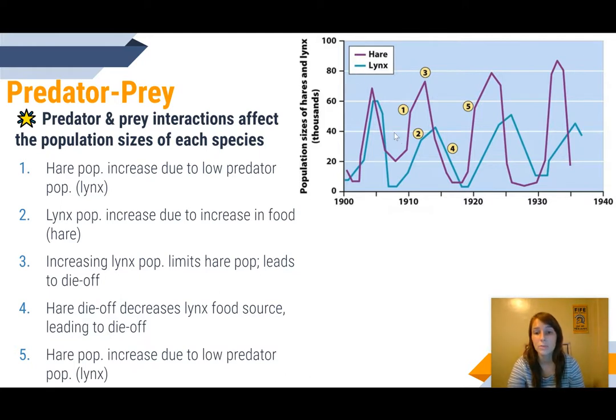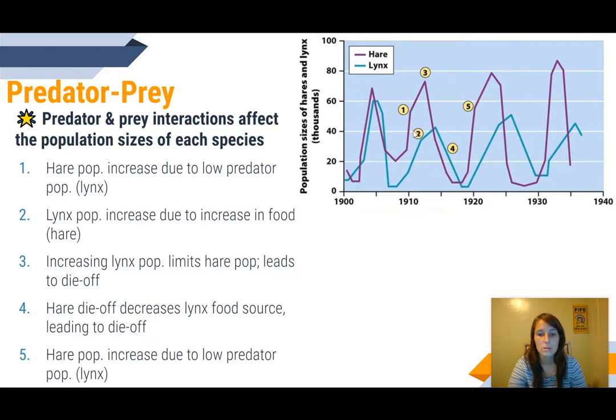So for the lynx, we're talking about this limiting resource of food. And for the hare, predators can be a limiting resource as well. If we look at different points on this graph, the hare is the purple line and the blue is the lynx. We first see at number 1, the hare population is increasing due to low predator population. The lynx are pretty low, so we start having an increase in hare.